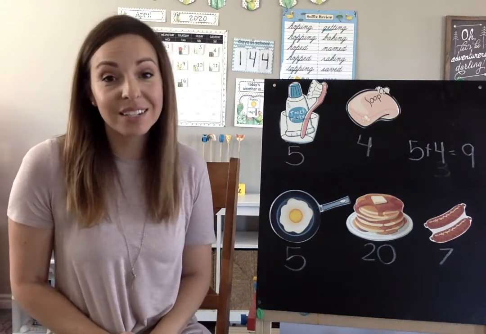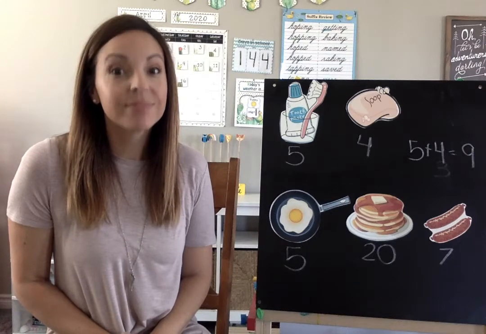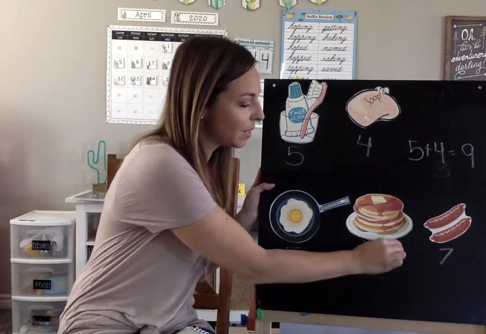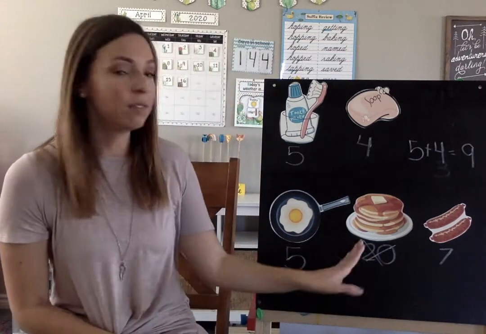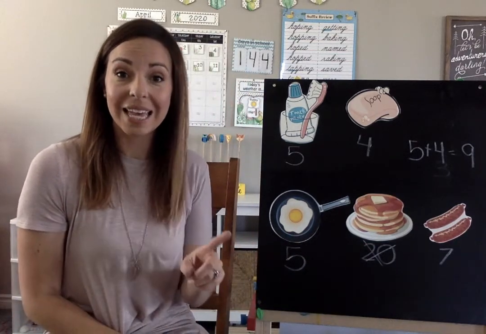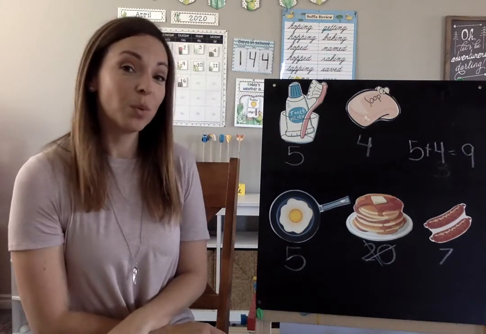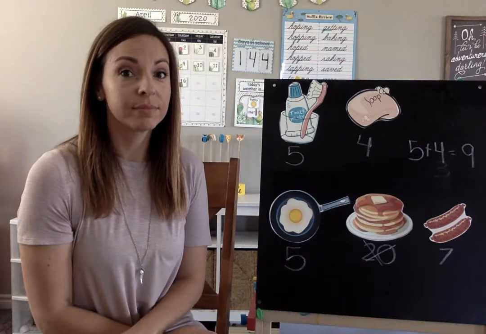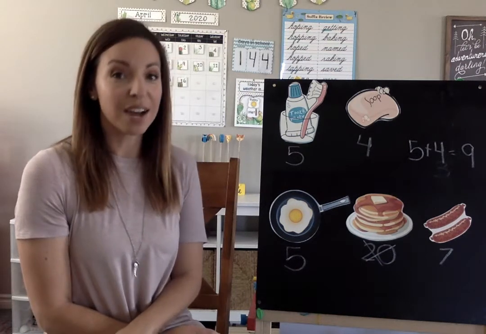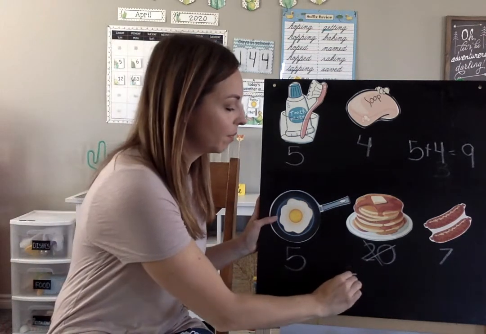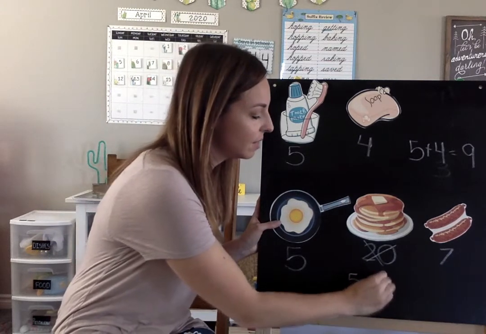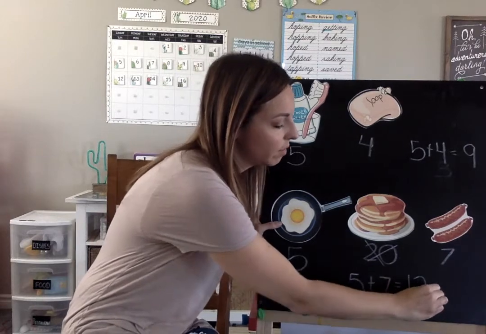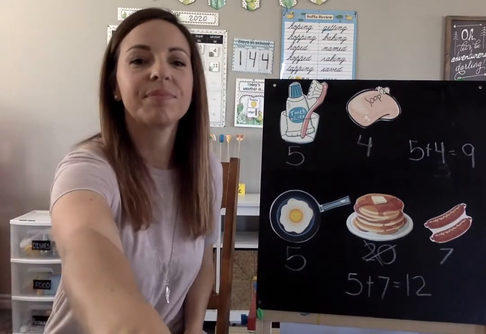Okay, so what do we not need to know? That's right, we don't need to know about the pancakes. They're not asking us about the pancakes, so we don't need to even worry about that number. They want to know about the eggs and the sausages. So what does that mean? That means that our combination is going to be what? 5 plus 7 equals 12. Awesome.